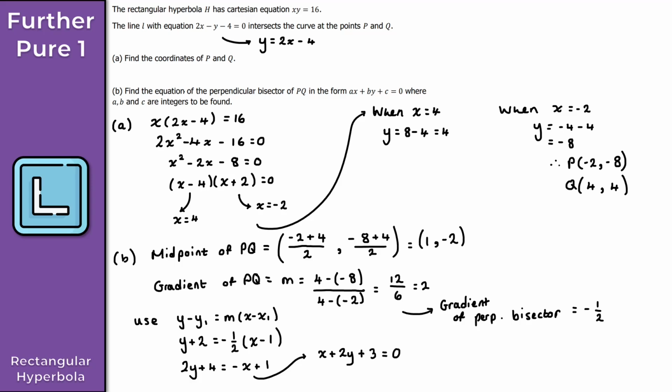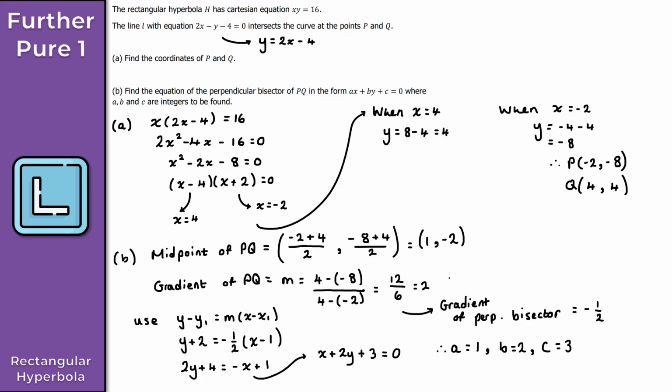So all that's left to do here then is just identify A, B, and C. So in that case then, A is simply 1, B is 2, and C is 3. So nice and straightforward there. So A equals 1, B equals 2, and then finally here, C equals 3.